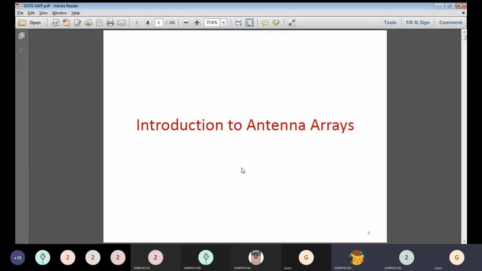Parameters of antenna. The topics are going to be like this: gain, directivity, effective aperture, radiation resistance, bandwidth, input impedance, and those things we have discussed. So in the previous class, those topics were discussed, and a few topics I didn't tell you.